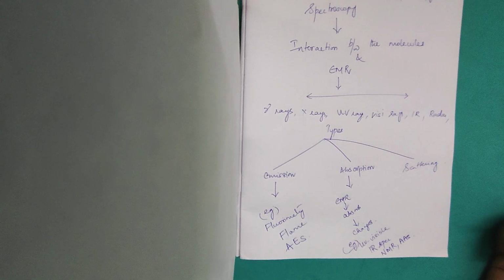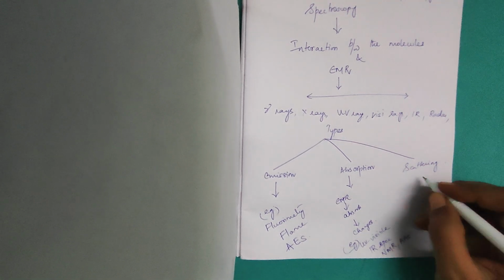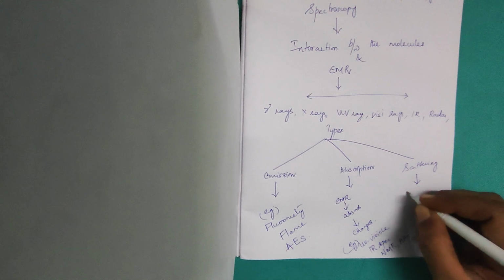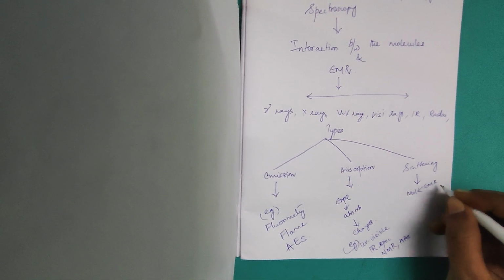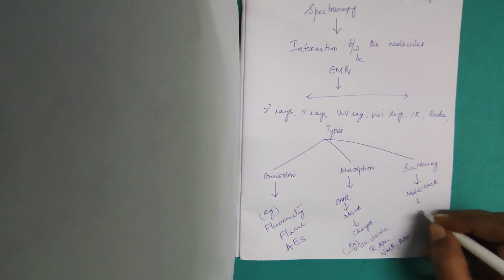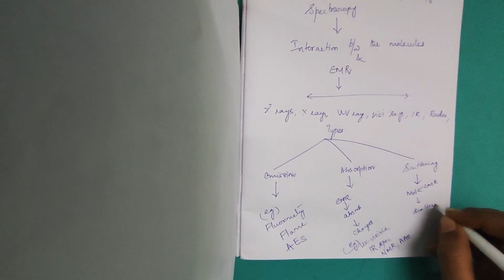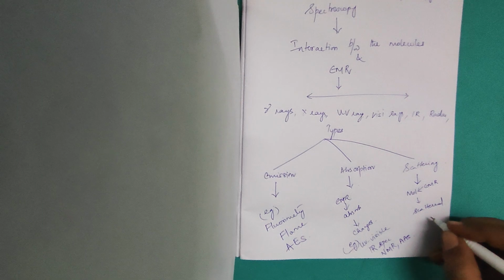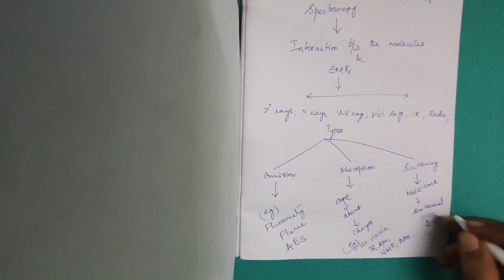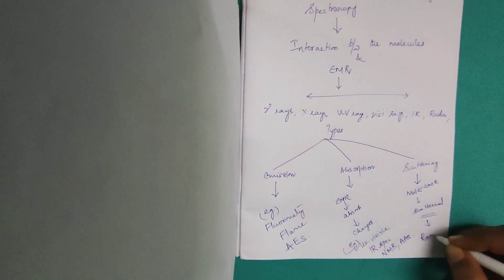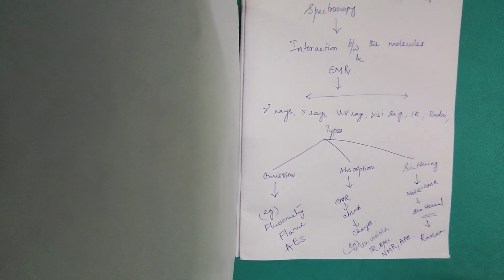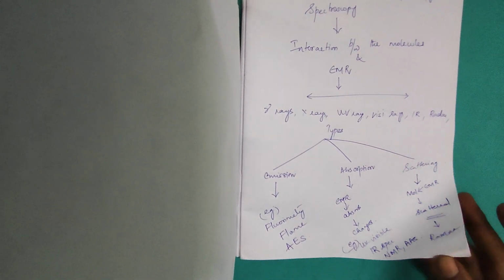So coming to this scattering spectroscopy, certain molecules, when they are irradiated with any type of electromagnetic radiation, scatter some amount of light. So if I measure the amount of light scattered, then it is called scattering spectroscopy, and an example for this is Raman spectroscopy.